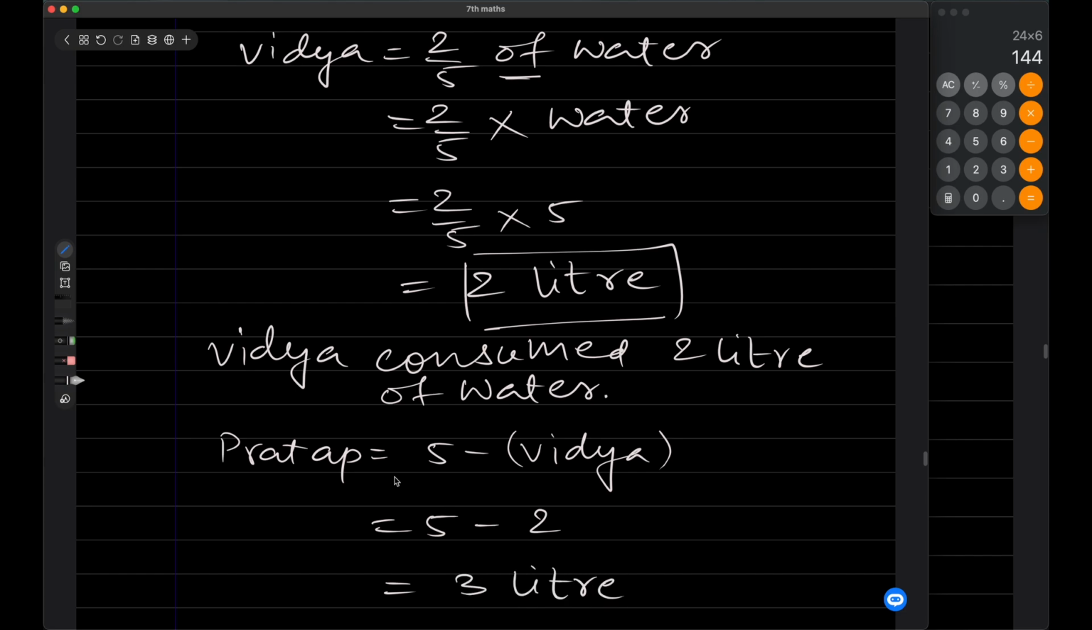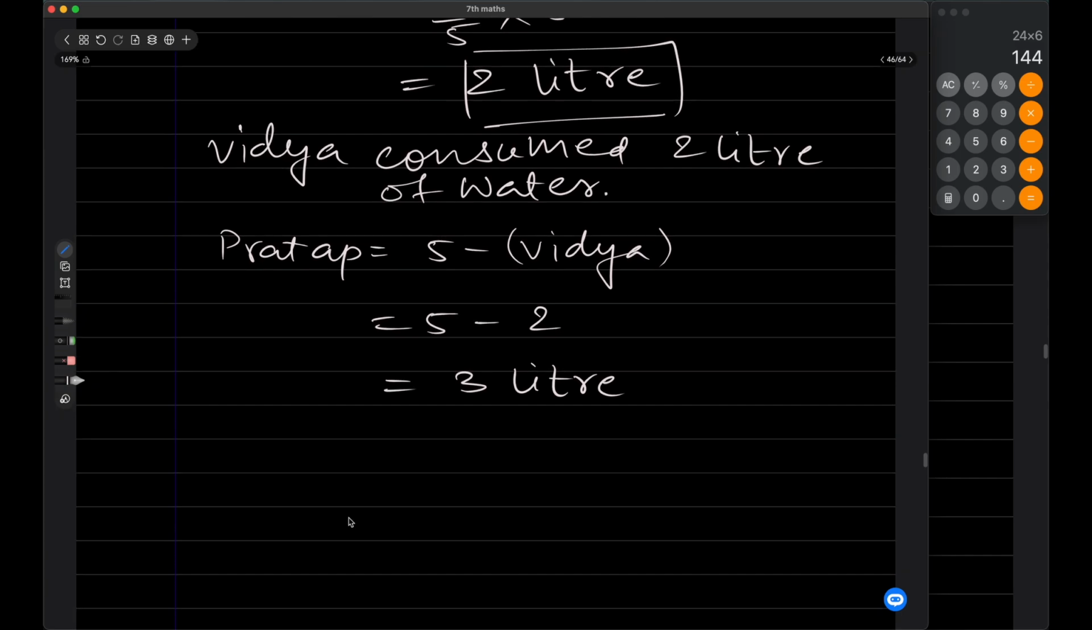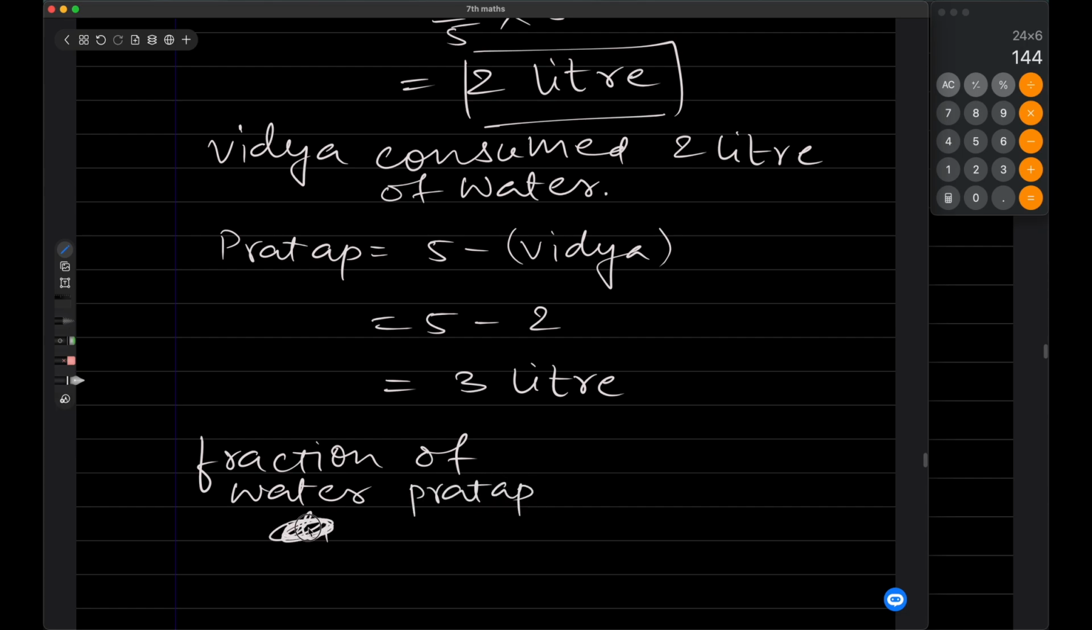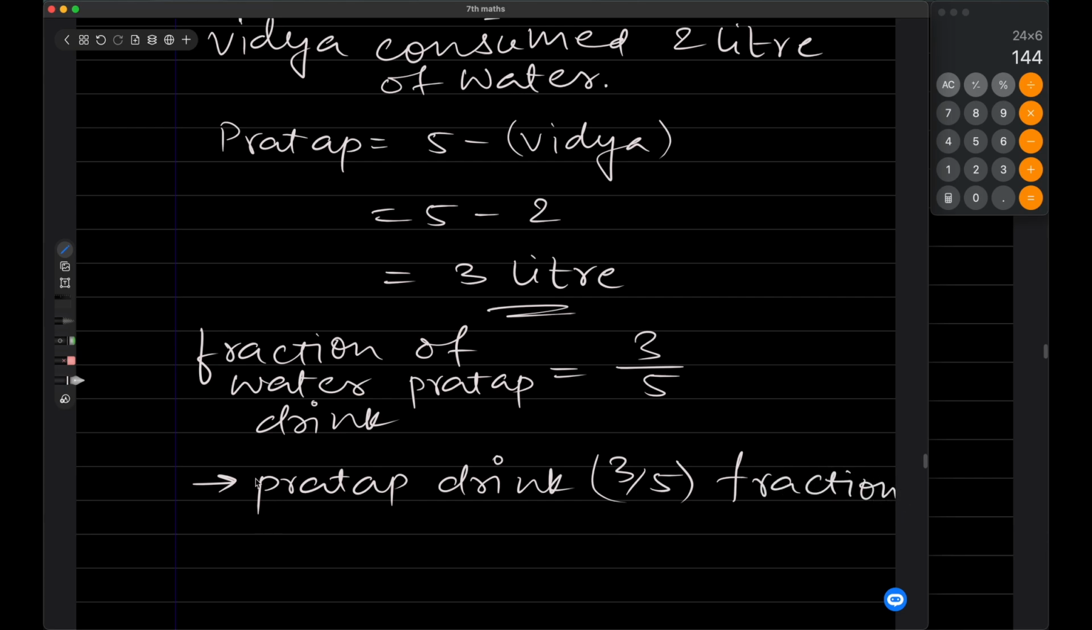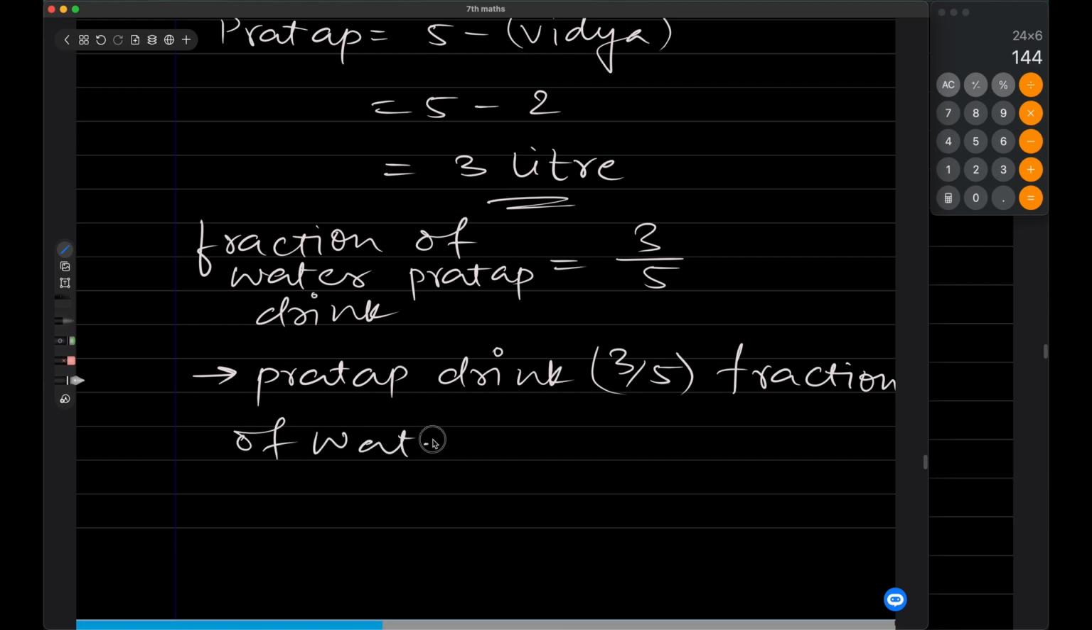But we have to find what fraction of total quantity did Pratap drink. So the fraction of water Pratap drink, that is equals to Pratap drink 3 liter of water and total was 5 liter. So Pratap drink 3 by 5 fraction of water.